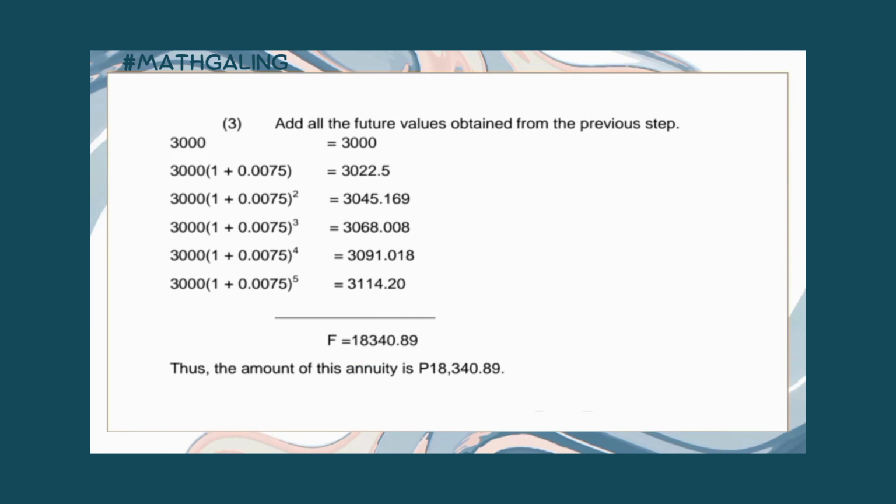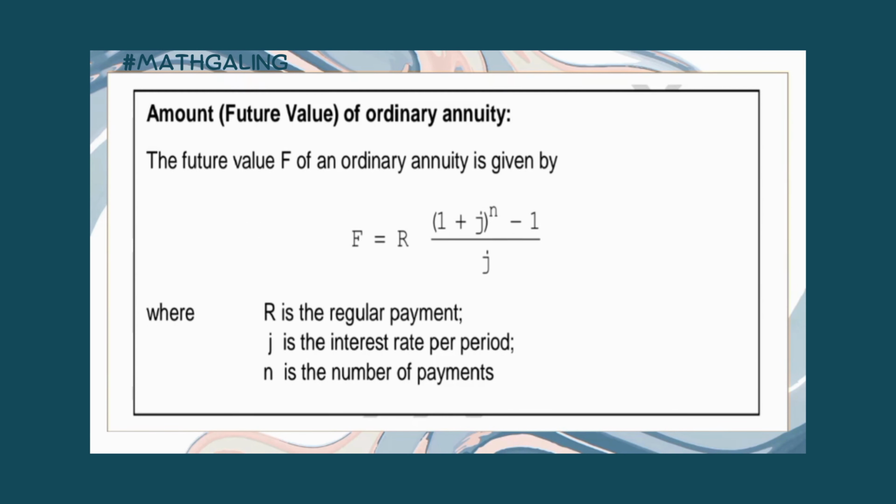So overall, the total for our future value is equal to 18,340.89 centavos. Thus, the amount of this annuity is 18,340 pesos and 89 centavos. Now let's have the future value of an ordinary annuity. The future value F of an ordinary annuity is given by F equals R times the quantity (1 plus i) raised to n minus 1, all over i, where R is the regular payment, i is the interest rate per period, and n is the number of payments.